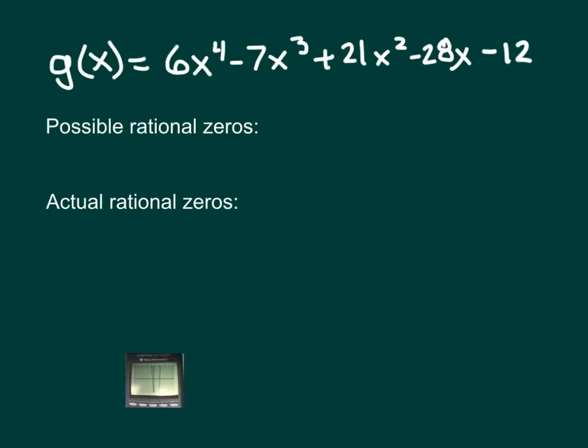When we do this, we want to kind of narrow it down. I don't know how to factor a 6x to the fourth very easily. I don't see anything in common all the way through or anything like that that's going to help me. So I look at the possible rational zeros first.